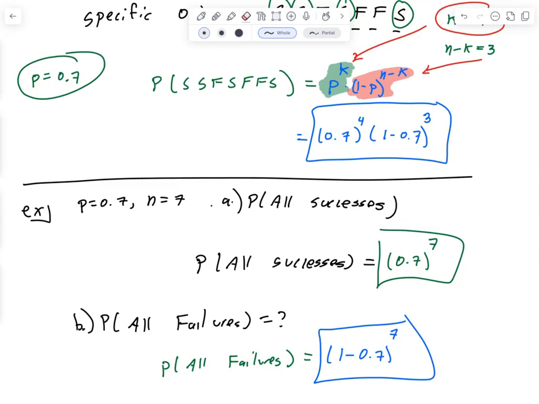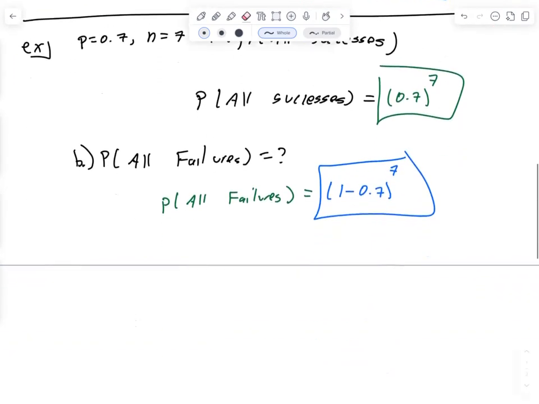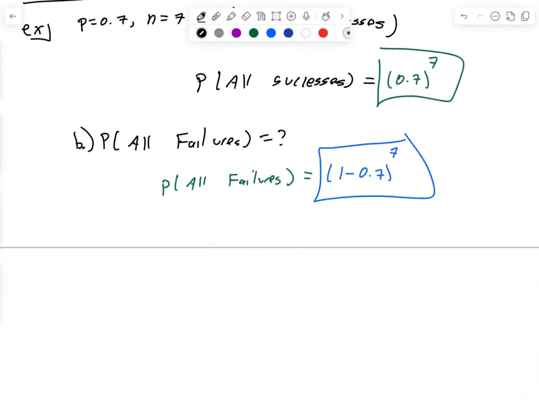Some people will just write 0.3 here and just do the math in their head. So instead of writing on the paper 1 minus 0.7, some of you are just going to write 0.3, because if this one's 0.7, you know the other one is 0.3. Perfectly fine.